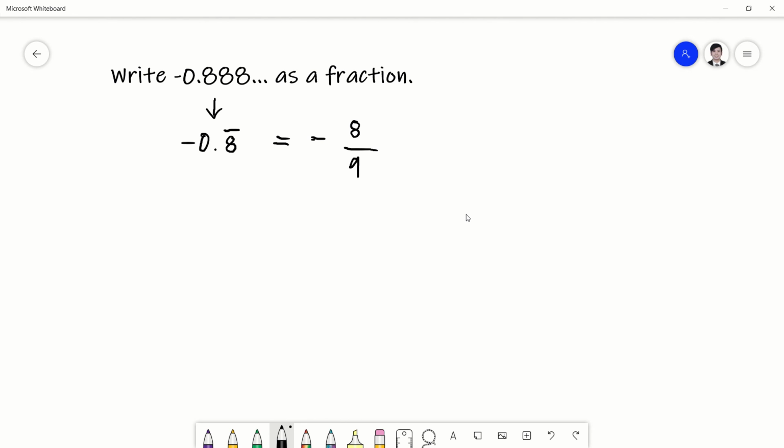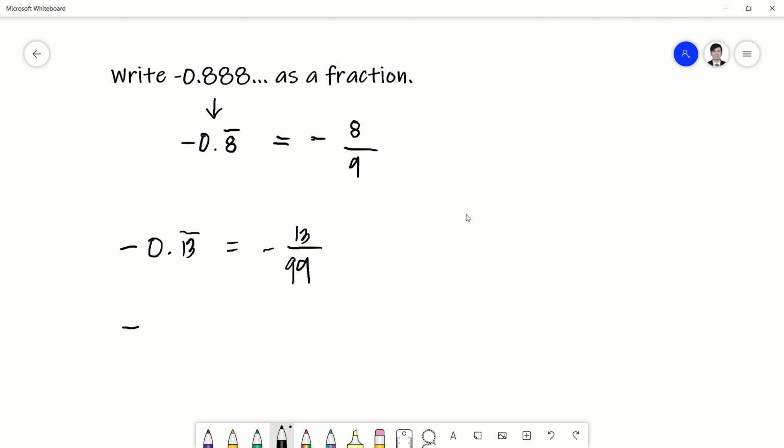Let's say, for example, you have negative 0.13 and the 13 is repeated a couple of times. There are two digits already, so that will be negative 13 over 99, since there are two digits which are repeated.